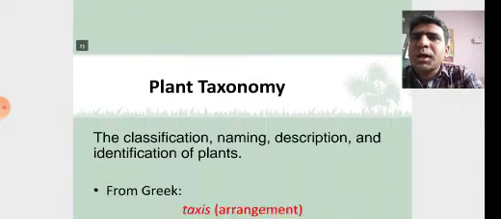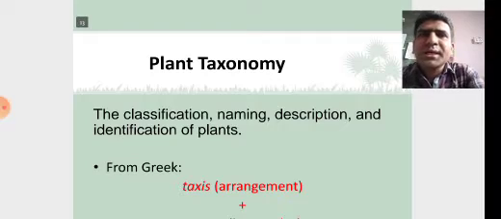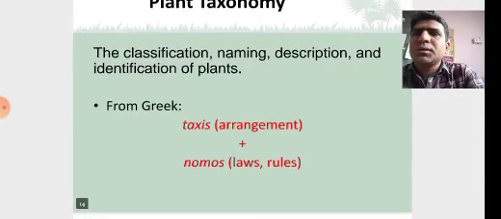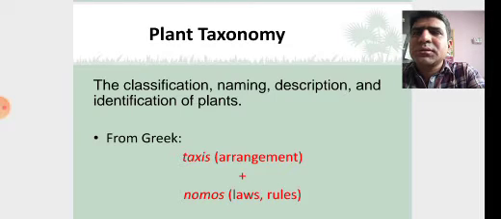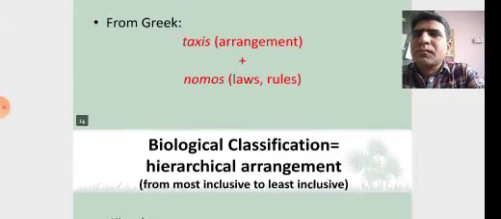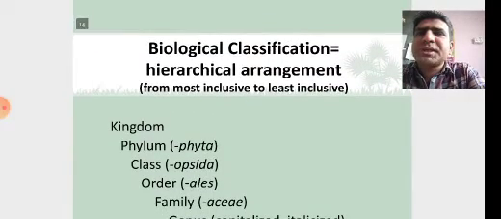In plant classification, the second part of basic botany is classification, naming, identification and description. This is known as taxonomy. Taxis in Greek means arrangement, and nomos means rules. The arrangement rules are called taxonomy, which is the biological classification and hierarchical arrangement.